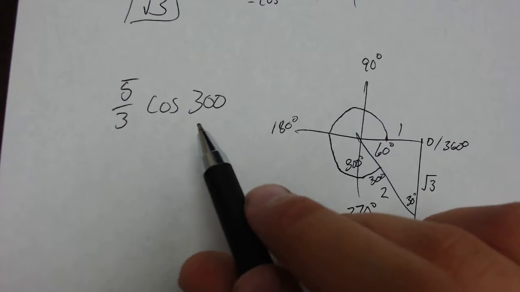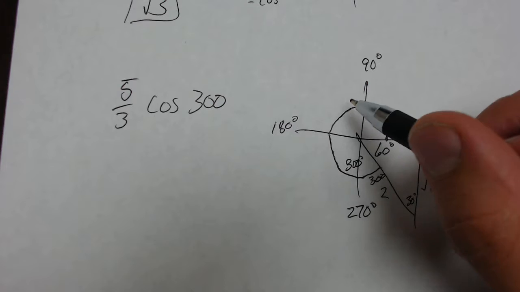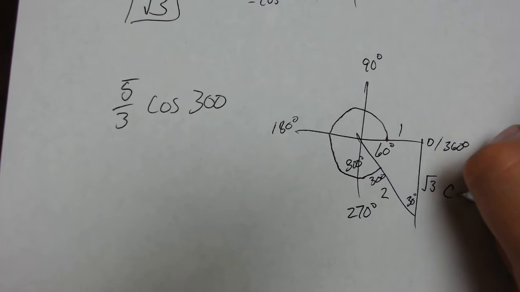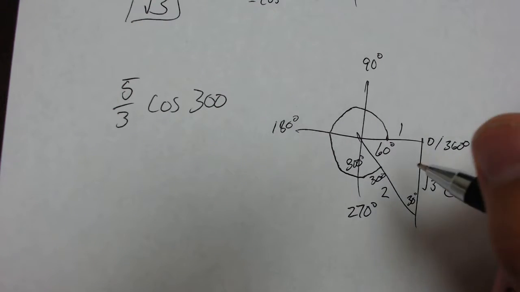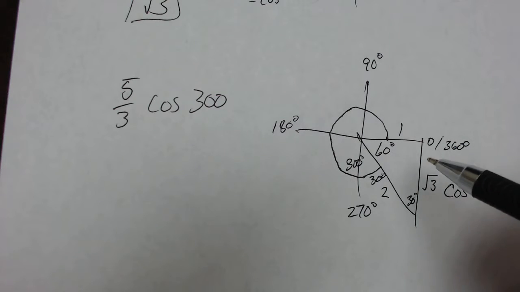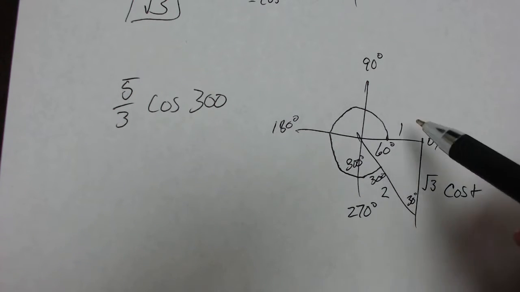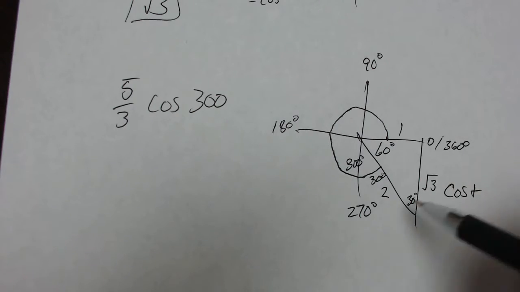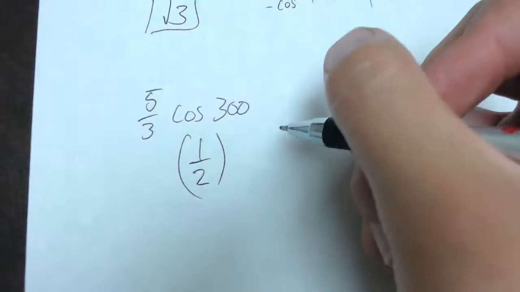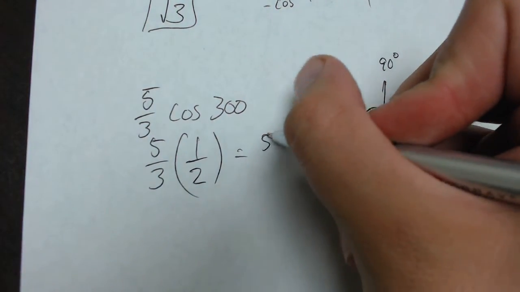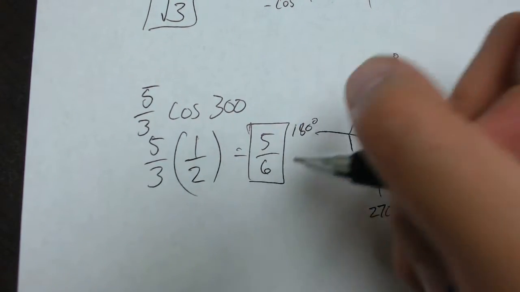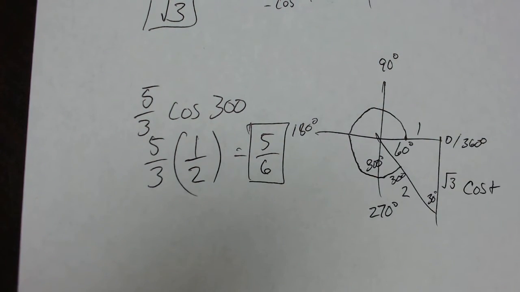So I need to find the cosine, and in this quadrant, all students take calculus. Cosine is positive. So whatever my answer is, it will be positive. So I'll take the cosine of 300, which is the same as the cosine of 60. I'll take the adjacent side, which is 1, put it over the hypotenuse of 2, and that gives me a positive 1/2. And then I take that and I multiply it by 5/3, which just gives me 5/6, which is my final answer.